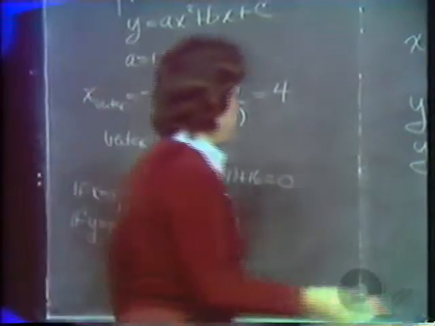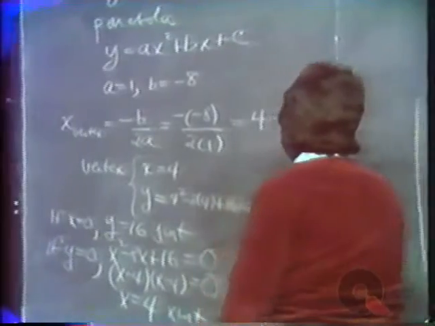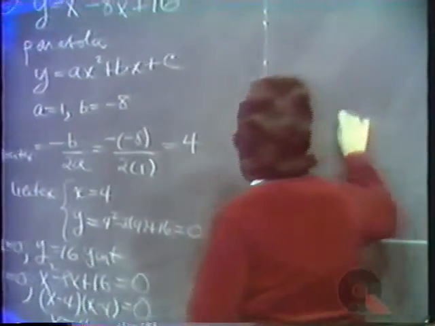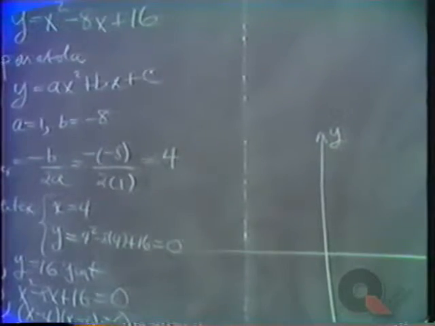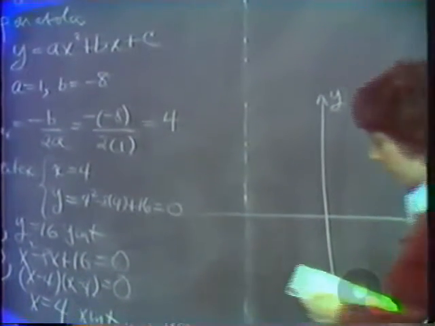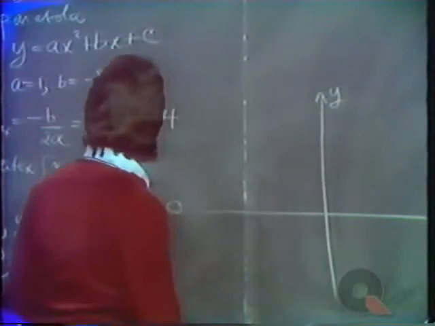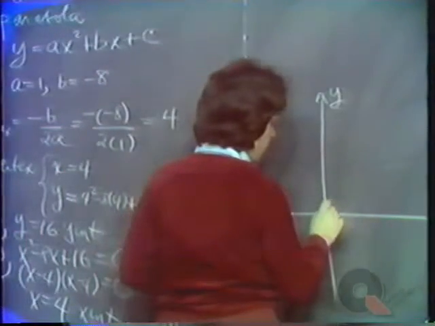And we put the whole thing together to draw a picture. We have, when x equals 0, y equals 16. That is the y-intercept.